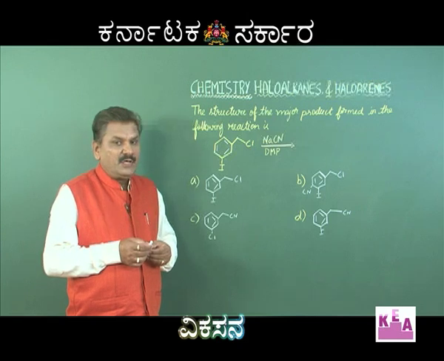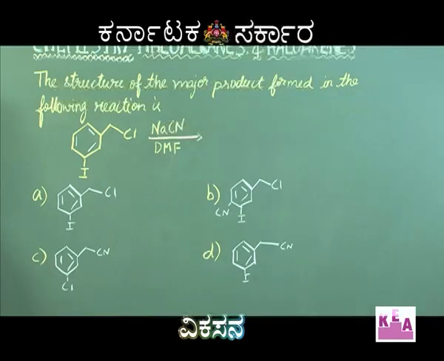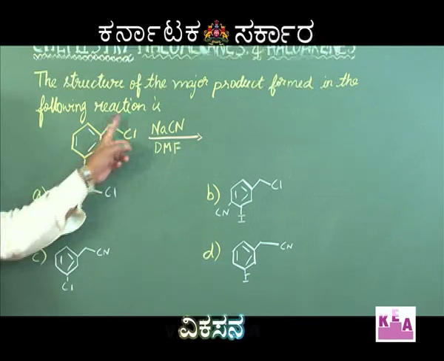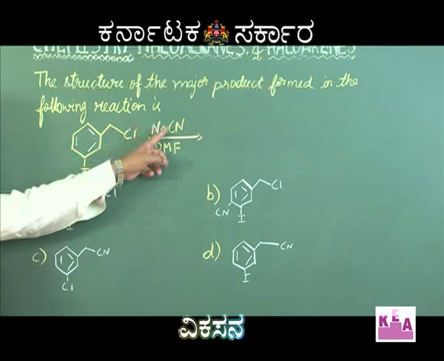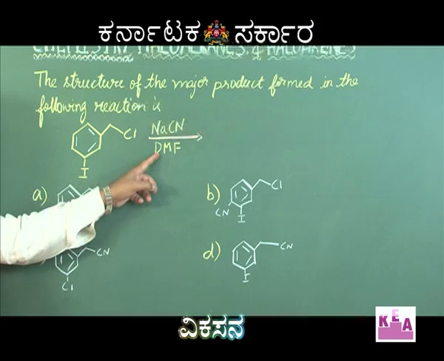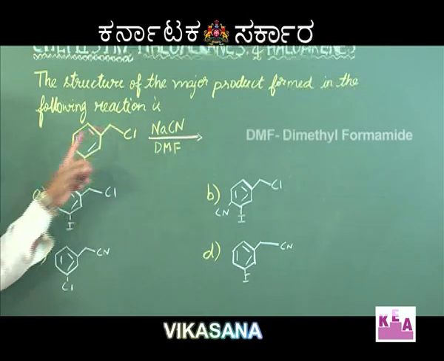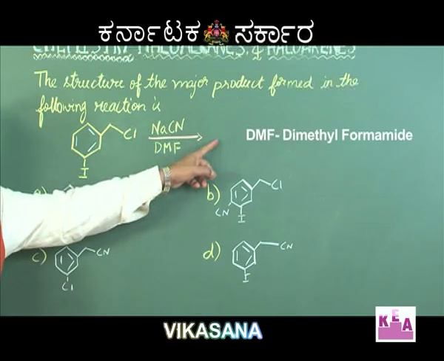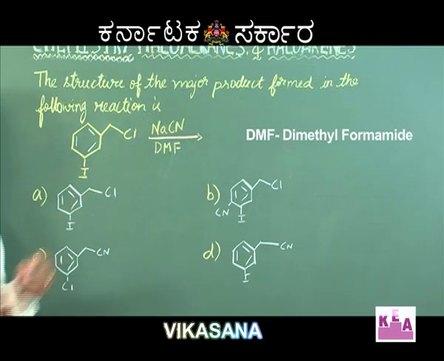Let us see the beauty of the next question. The question is, the structure of the major product formed in the following reaction is. In the reaction here, this dihalogen derivative reacts with sodium cyanide in DMF solvent, and the product formed in this reaction is to be predicted.